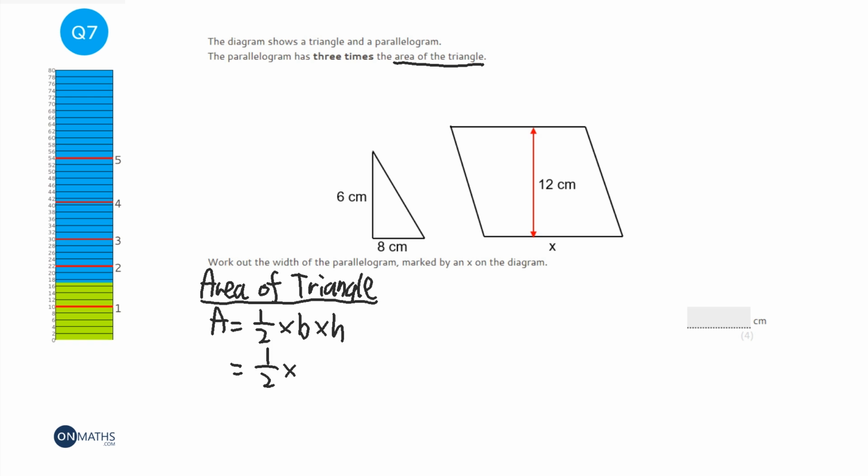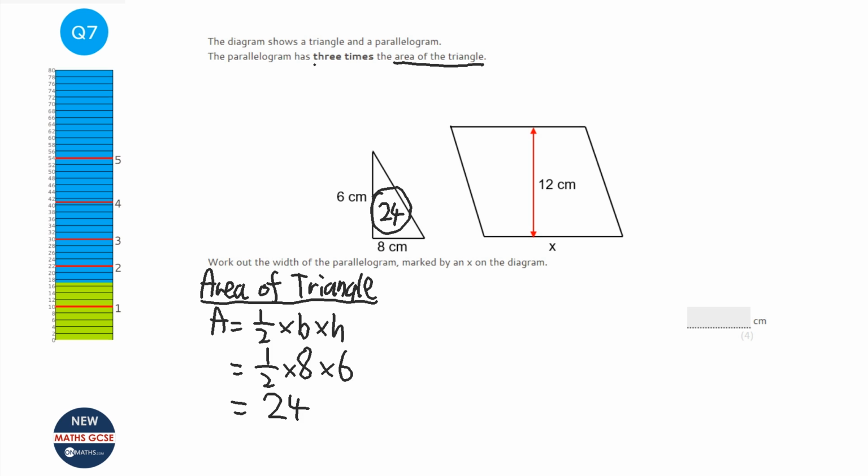So it's half times 8. I was going to write 6 there, but let's keep it in the same order. Let's tidy up that 8 a little bit. Okay, so half of 8 is 4, times 6 is 24, or we could do 8 times 6, which is 48, and then half of that. Either way, you get 24. Okay, so we know that the area of this is 24 centimeters squared.